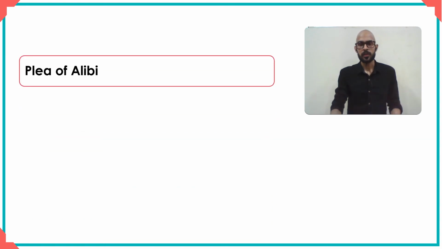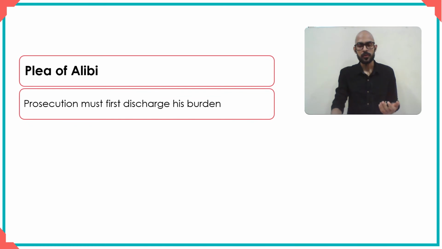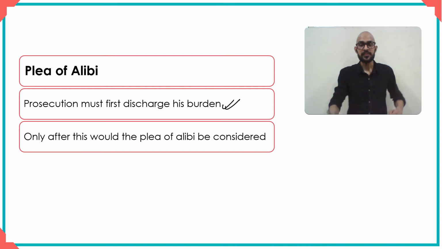Let us say we are talking about the plea of alibi in a criminal case. As you know, in a criminal case, the burden of proving that the accused is guilty lies upon the shoulders of the prosecution. Therefore, the prosecution must first discharge its burden of proof. And thereafter, if it succeeds, only then would the plea of alibi be considered.